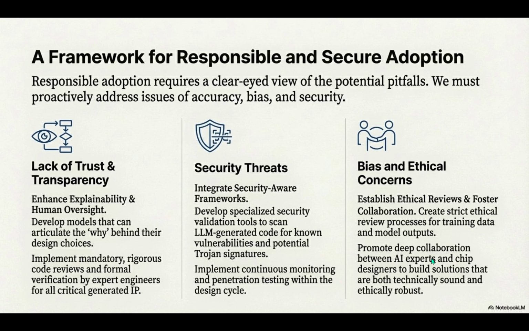So if the tech is this powerful but carries this much risk, what's the mitigation strategy? The framework is clear: human-centric quality control. You have to have mandatory, rigorous code reviews by expert engineers, and you have to integrate specialized security tools to scan the generated code specifically for Trojan signatures and other dangerous patterns. So security has to be baked into the process from the start, not bolted on at the end.